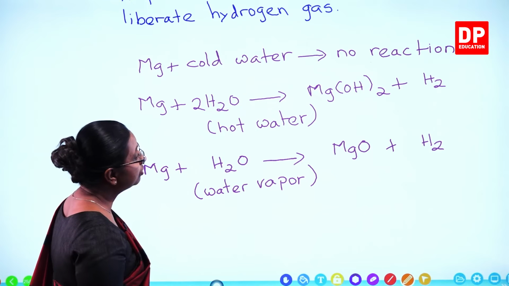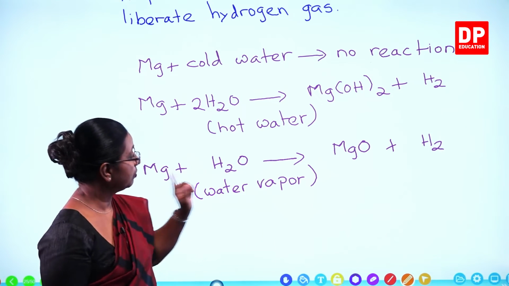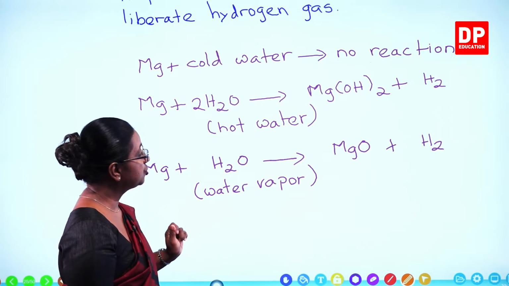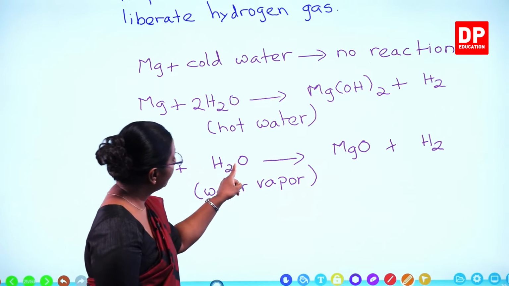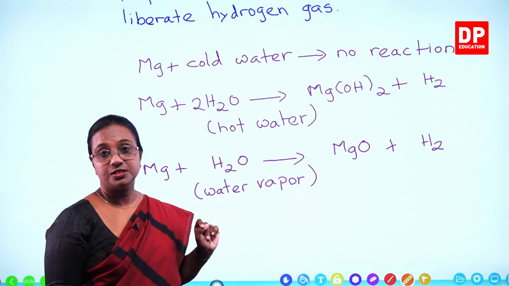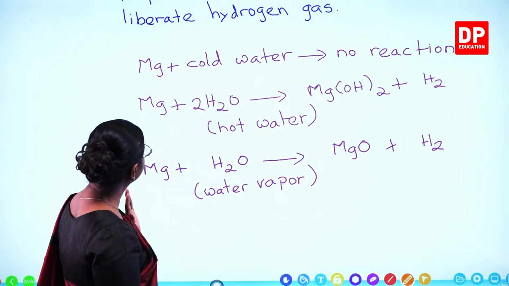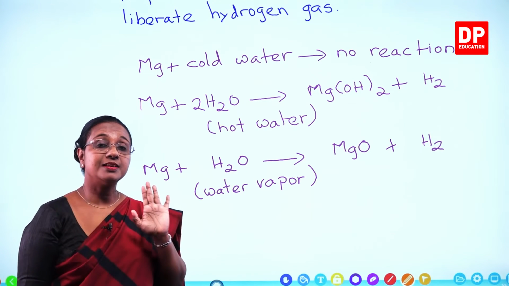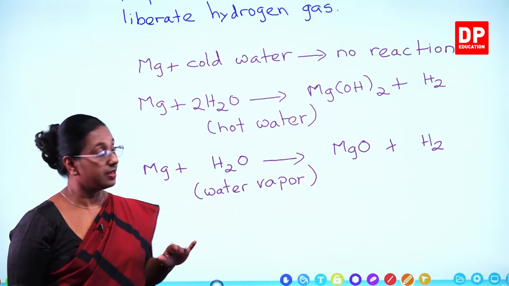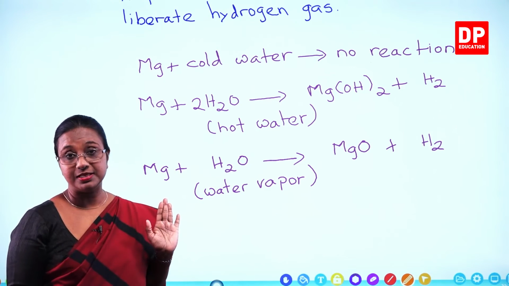Still, we need to check whether the reaction is balanced. Magnesium, 1 each. H2, 2 hydrogens, they are also H2, 2 hydrogens. 1 oxygen, 1 oxygen. So the reaction is balanced. Is that clear, students? So magnesium reacts in 3 different ways. We did not do this activity, but you all have to remember this.